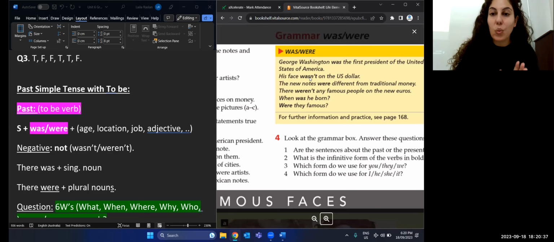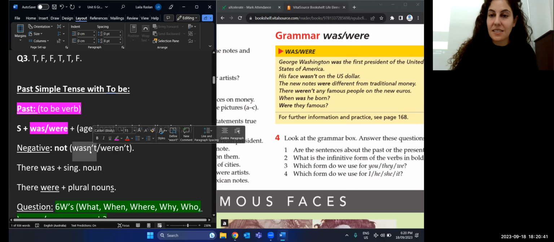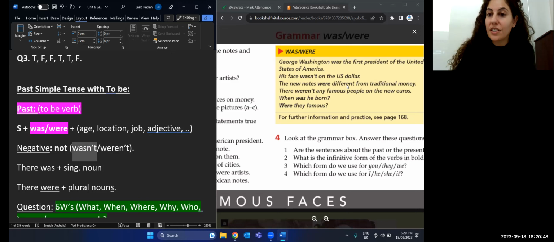His face wasn't on the US dollar. So we're using a negative. His face wasn't on the US dollar. The new notes were different from traditional money.